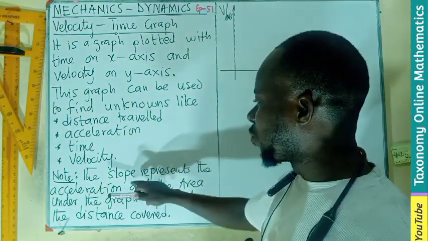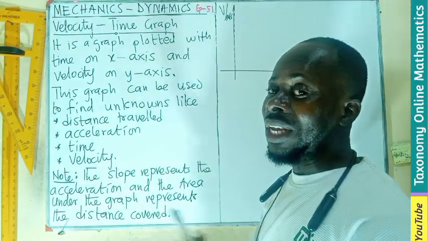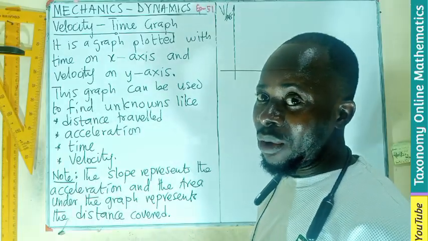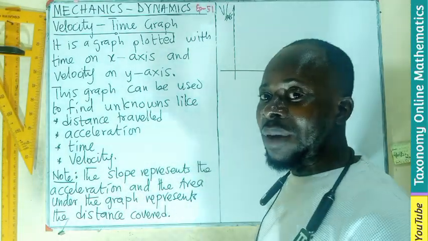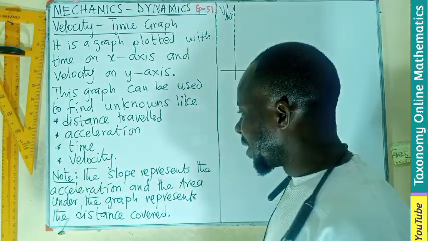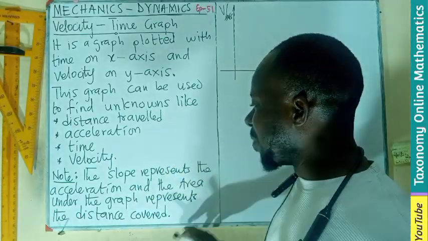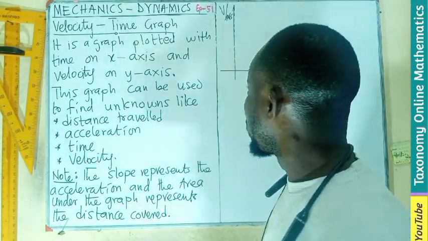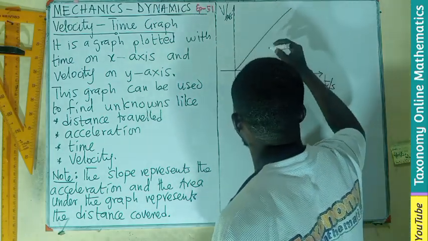Now we have to know that the slope, the gradient, is the change on the vertical axis over the change on the horizontal axis. Then that represents the acceleration. Remember, acceleration is the change of velocity over time taken. Then the area under the curve or the graph represents the distance traveled or distance covered.